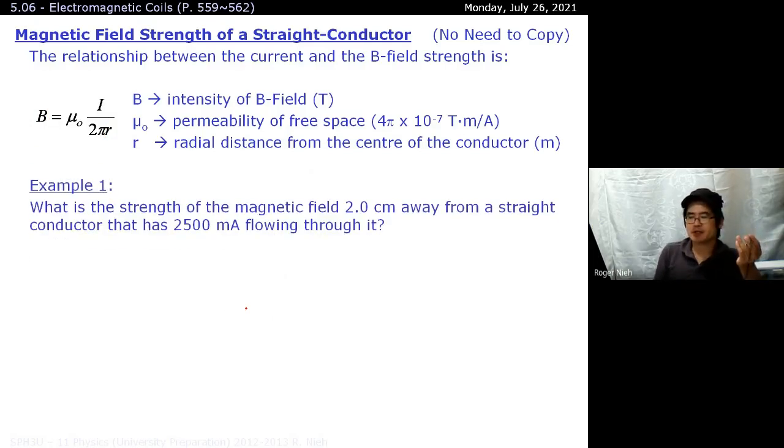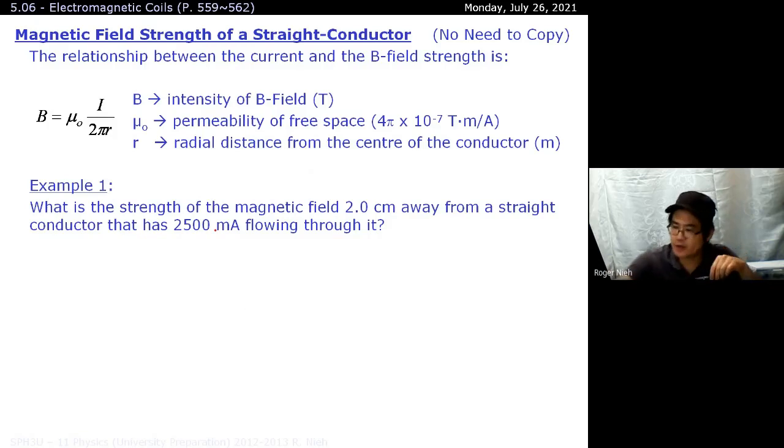But if you're curious, here's an example. What is the B field intensity when you are 2 centimeters away from the conductor and you're allowing about 2.5 amperes to flow through this, which is probably the maximum amount of current that will flow from a AA cell? You take a AA cell, connect it to a wire, and let it run. It's going to get piping hot because there's 2.5 amperes passing through it, and you're curious about what the B field intensity is.